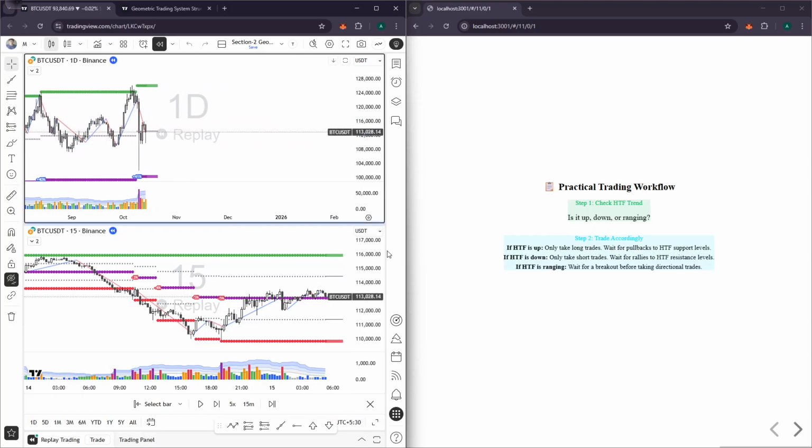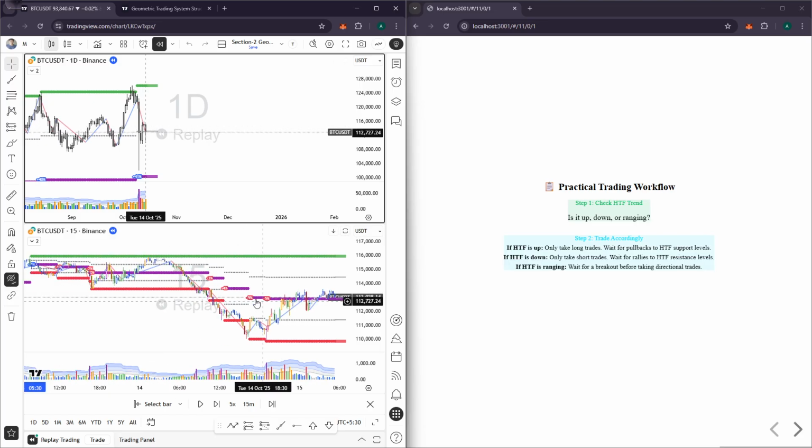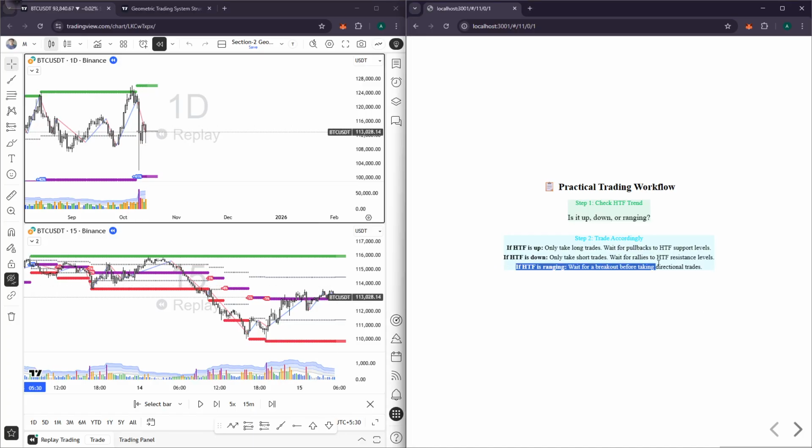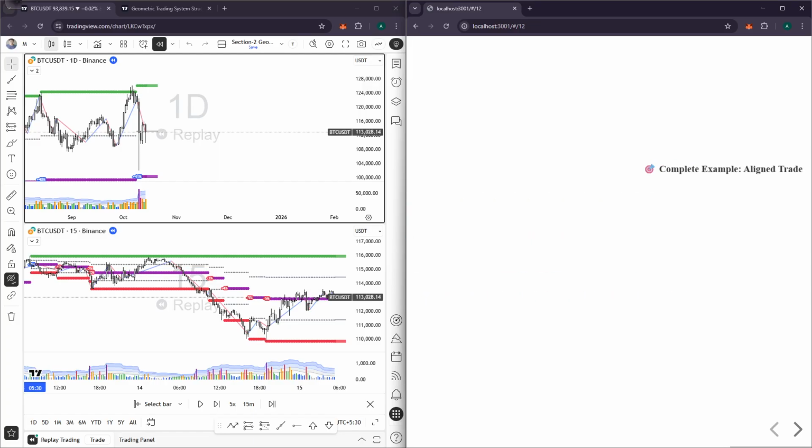And as you can see, this purple line is also trending down. So that's a double confirmation. So first check HTF, then look for entries on your trading time frame. A complete example, an aligned trade.